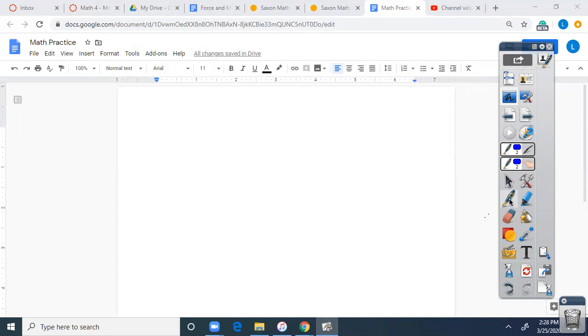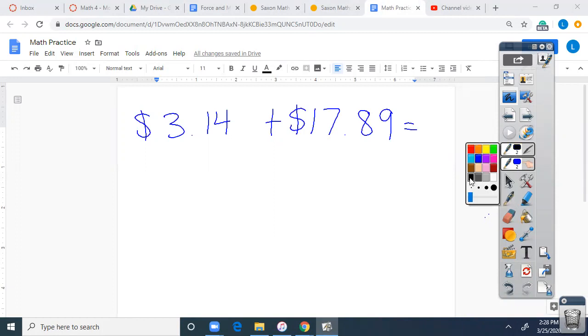Okay, so today we are going to practice adding. So let's do $3.14 plus $17.89. Okay, you'll see something that looks like this. And then remember, when you're adding, you definitely want to put the decimals on top of each other. You gotta line up your decimals. So I'm just gonna put the decimals there first.